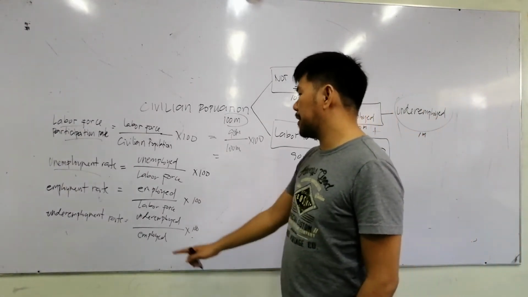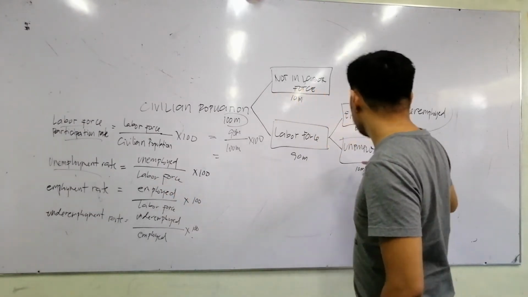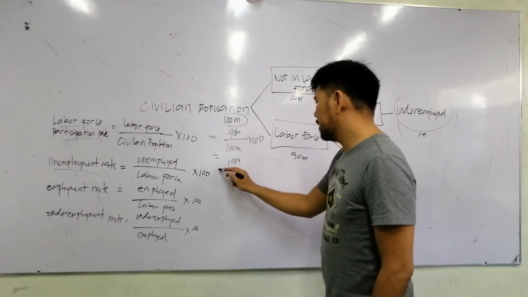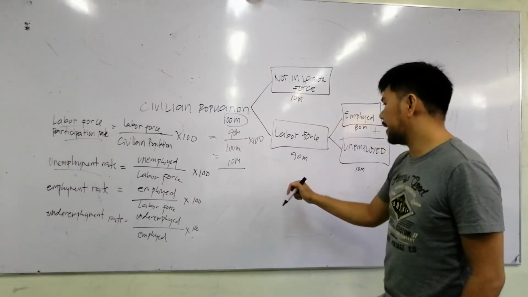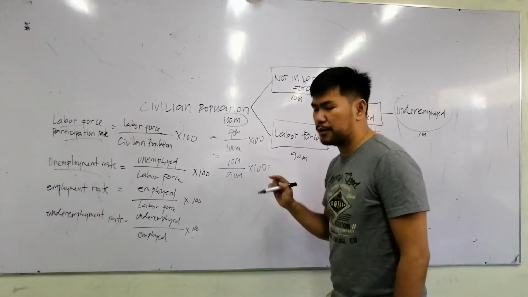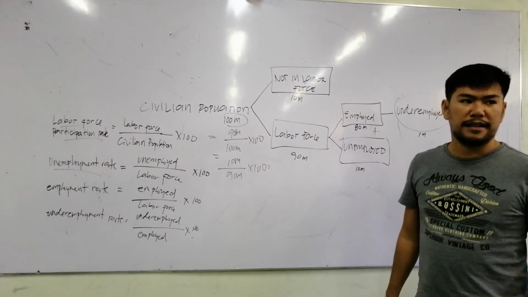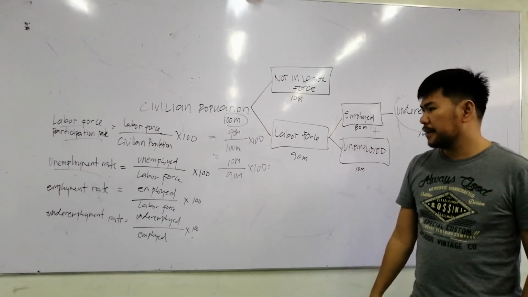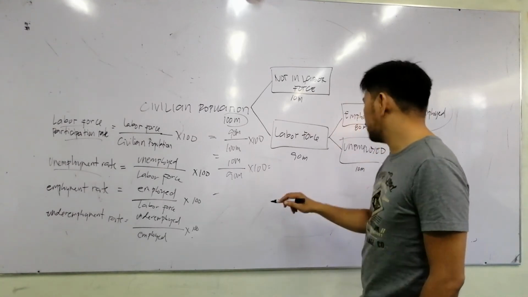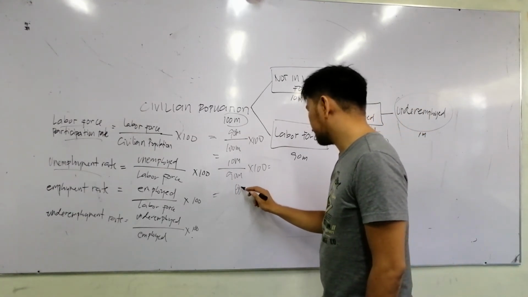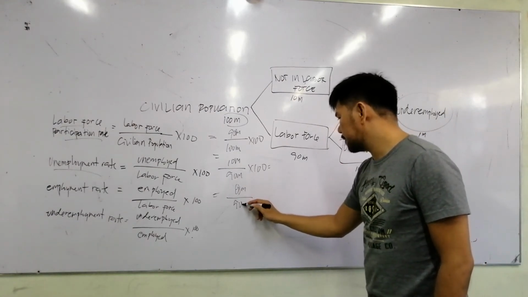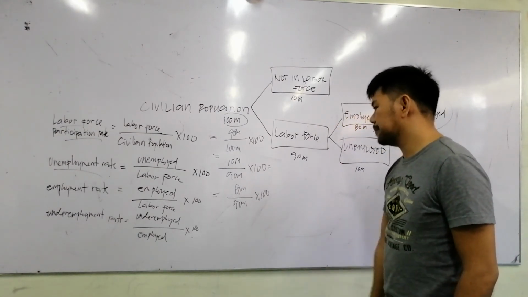Now for the unemployment rate, the number of unemployed people, we have 10 million, divided by labor force, which is 90 million, times 100. The answer of that would be your unemployment rate. You limit to one decimal point. How about the employment rate? Of course, you have there your employed, 80 million, divided by 90 million times 100.